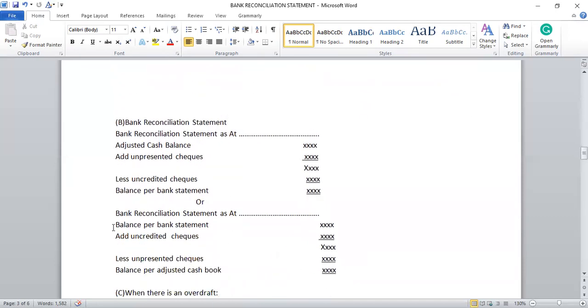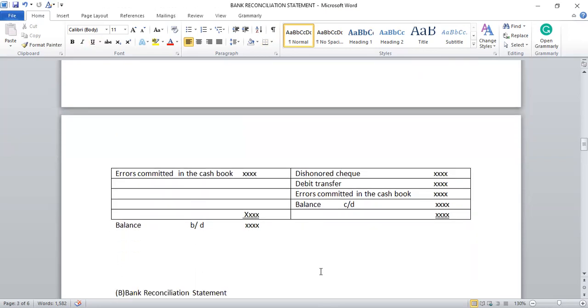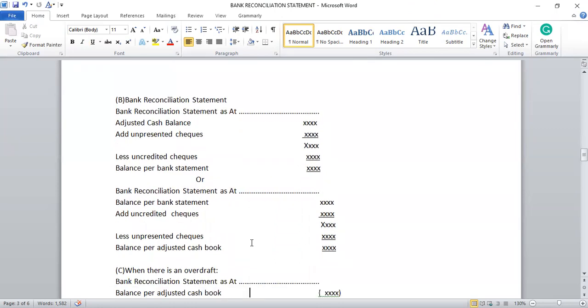Or the other alternative, you give your heading, bank reconciliation statement as at that date. Then you start with what? The balance per bank statement. You use the bank statement balance to start with. Okay. Then you add all uncredited checks to it. You get the amount. Then you less unpresented checks. You get the amount. So after that, this figure should be the balance per adjusted cash book. The adjusted cash book balance should be equal to this. When you use the second method, that is when you start with the bank statement balance, you should get this figure. These two figures should be equal.